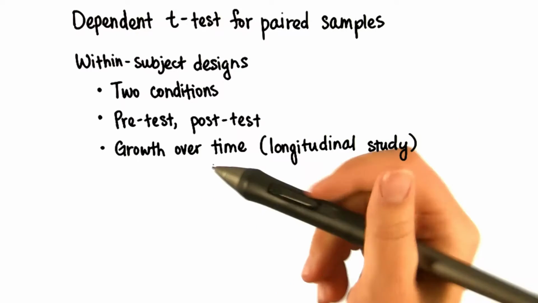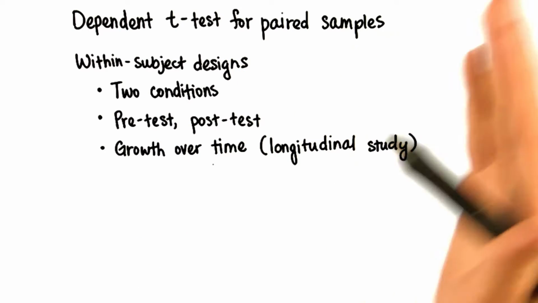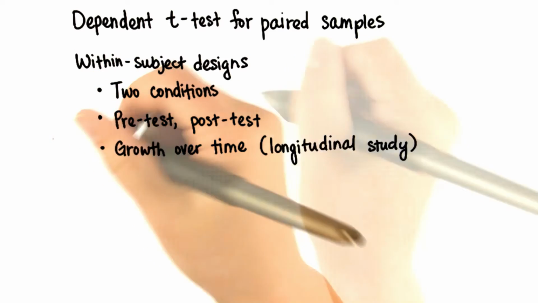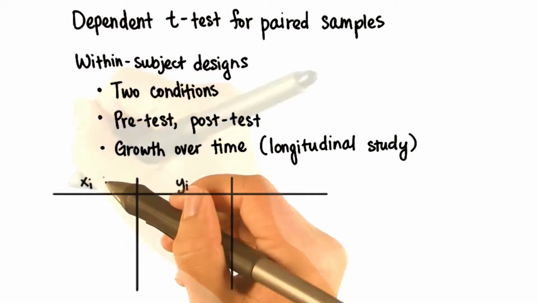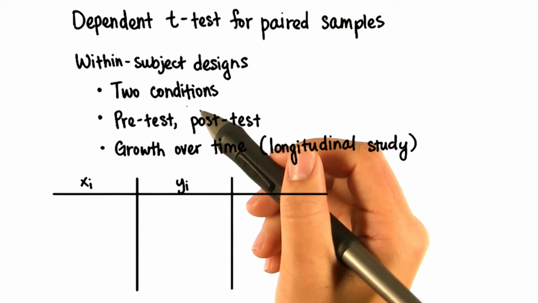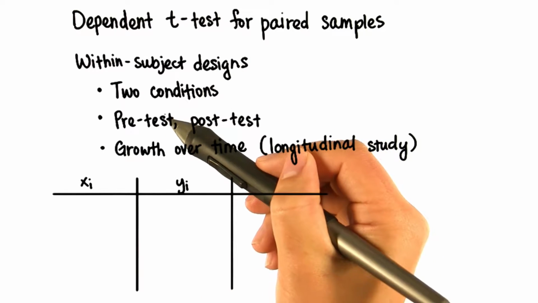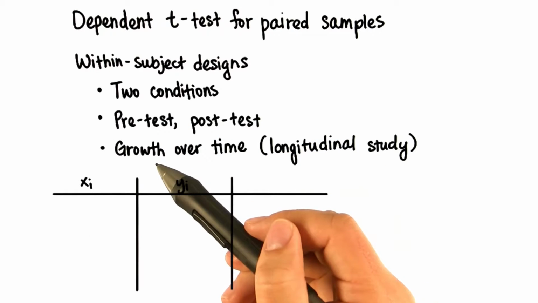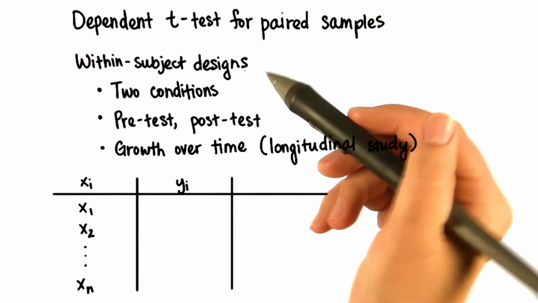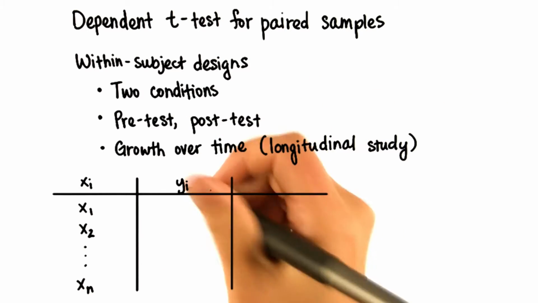And then we'll measure the variable for each subject at one point in time and then again at another point in time. When we have these within-subject designs, we have paired data. This column of x_i's would correspond to the variable measurements of one condition, or of the pre-test, or of some point in time. And then the y values would correspond to a second treatment, or a post-test, or a measurement at another point in time.